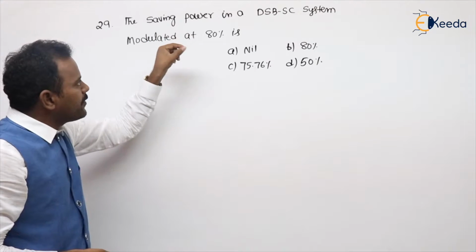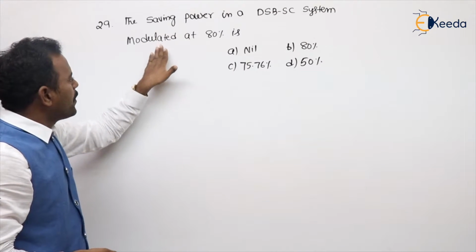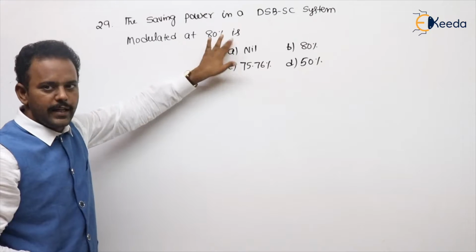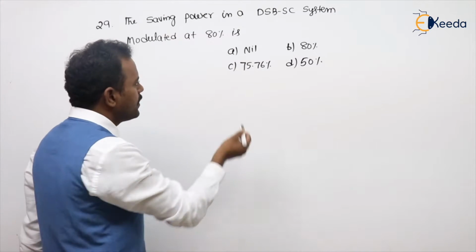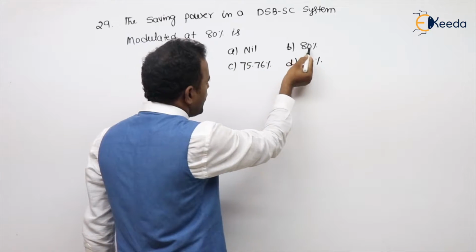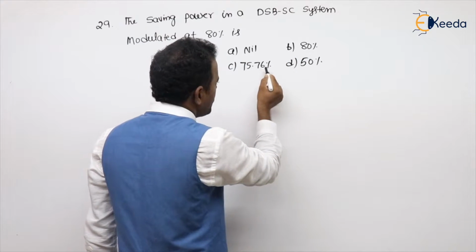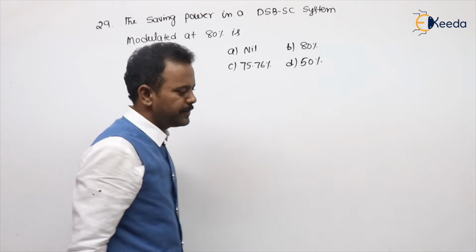The power saving in DSB-SC system modulated at 80% is. This is the previous IES examination problem. Option A nil, option B 80%, option C 75.76%, option D 50%.